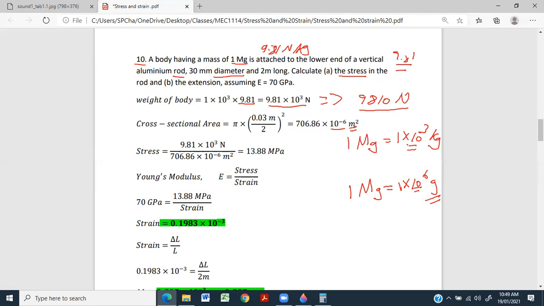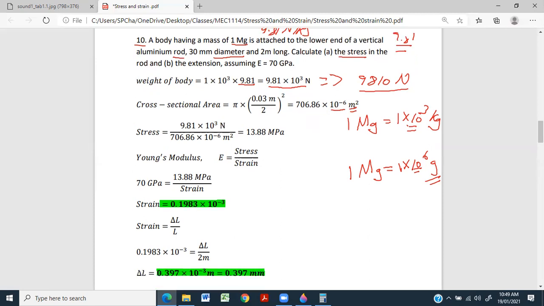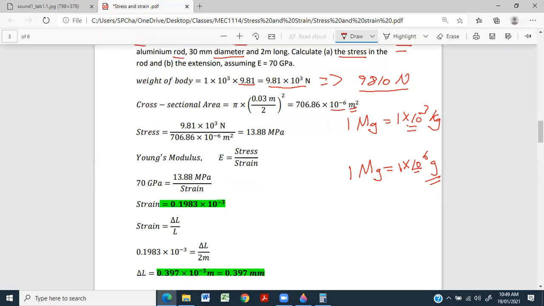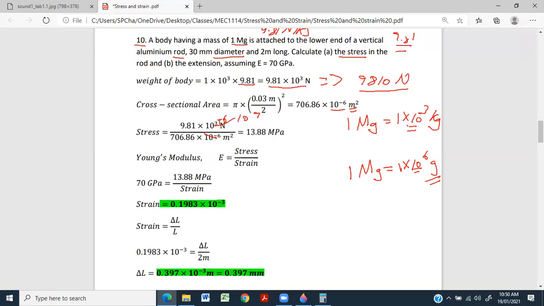Okay. Now, we calculated weight, so our force, and we have here the cross-sectional area. So putting that into a stress formula, we get 9.81 times 10 to the 3 newtons divided by 706.86 times 10 to the minus 6 meters squared. And here we can see how this notation can be particularly useful, because we can take this to the top and make this 10 to the power of 3 plus 6. So this becomes 10 to the power of 9. So when we divide these two, we multiply that by 10 to the power of 9.